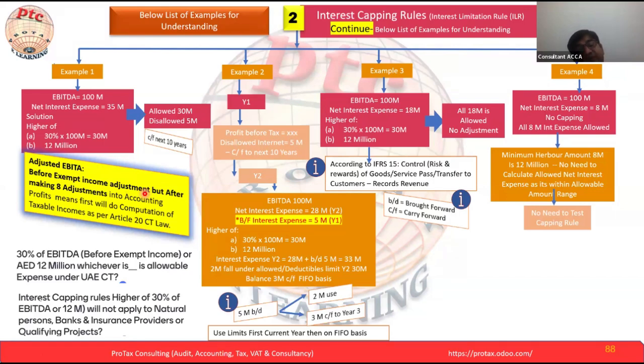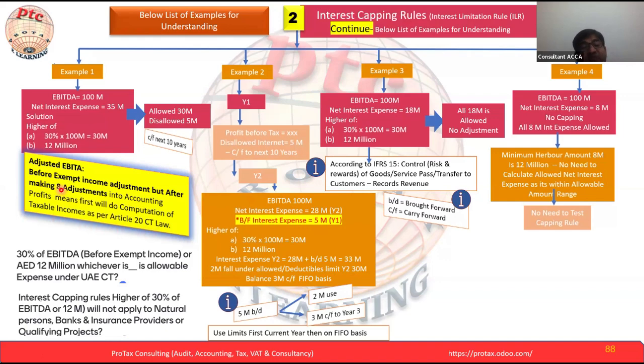What is that? Maybe you have some income that is exempt as per the CT law, but as per accounting, this is the income of the company or the taxable person, and you already added it. So here, before exempt income adjustment, we will use the same accounting profit without adjusting the exempt income, which means we will not minus the exempt income. Now we use the same figure, but after making 8 adjustments to the accounting profit, meaning first we will do the computation of taxable income as per CT law, Article 20. So what are these 8 adjustments? These 8 adjustments we are discussing today.